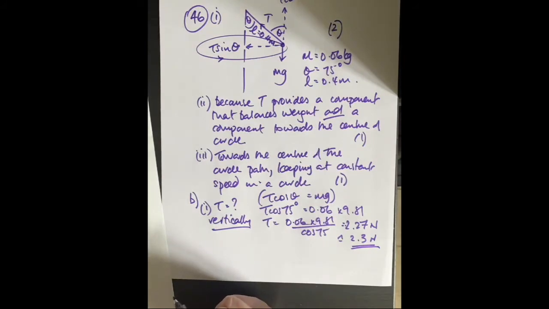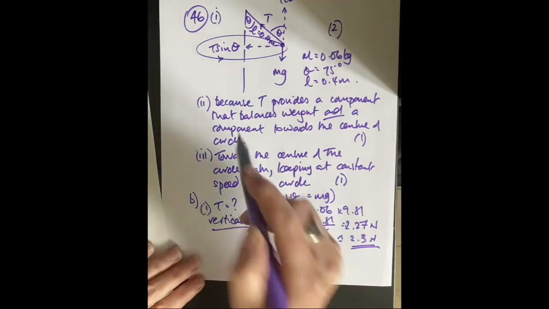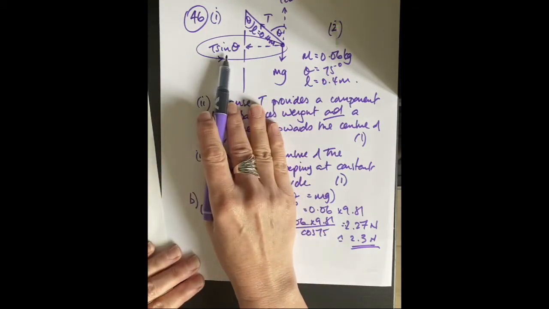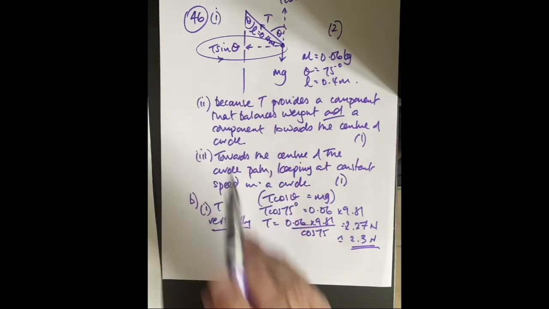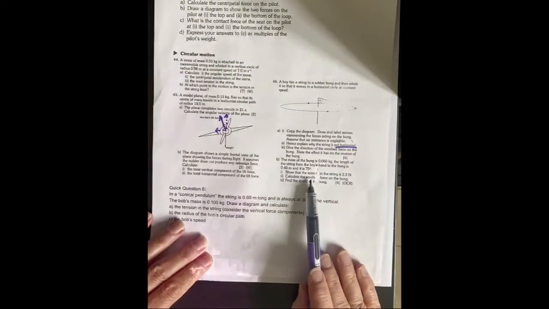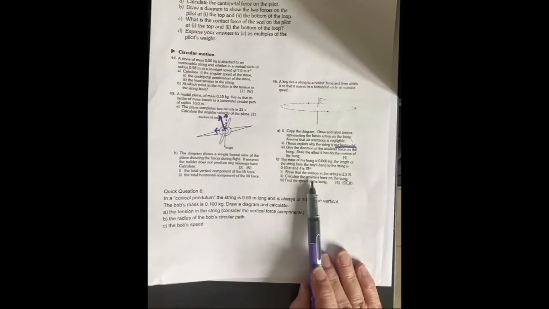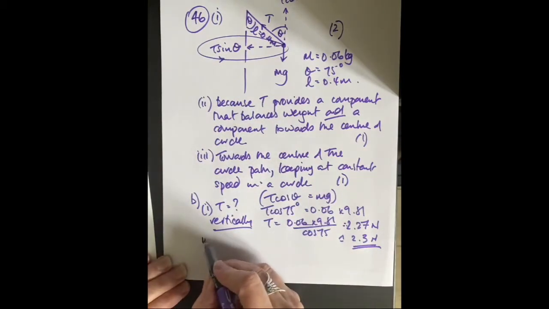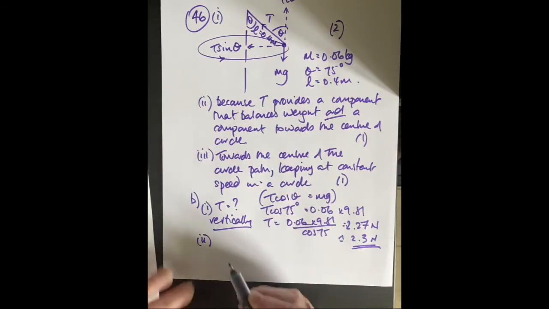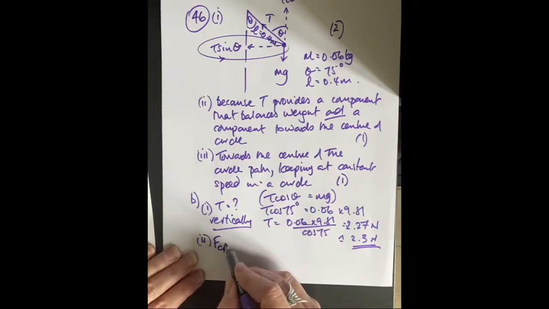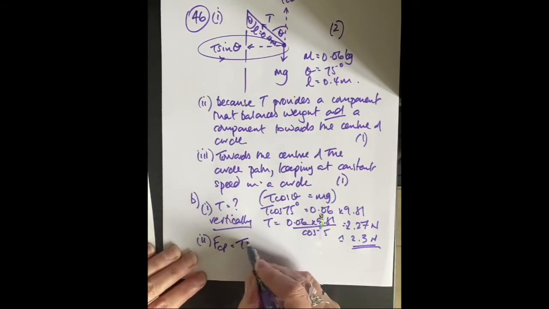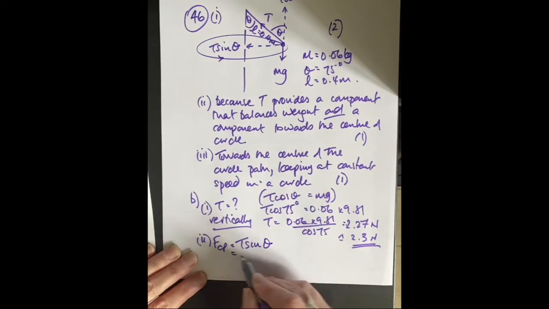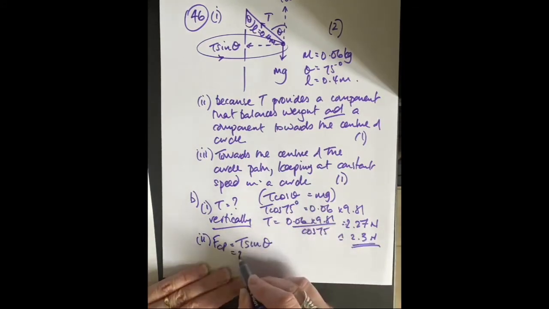Now it says calculate the resultant force. So calculating the resultant force, that is the centripetal force, right? So the resultant force is the centripetal force, which is the horizontal component of tension, right? So we now have T sin theta. We know T. I'm going to use 2.27.